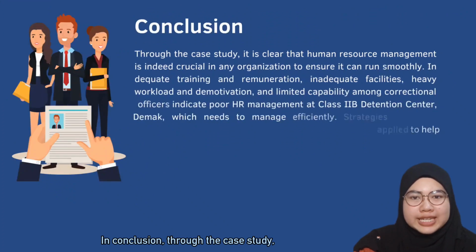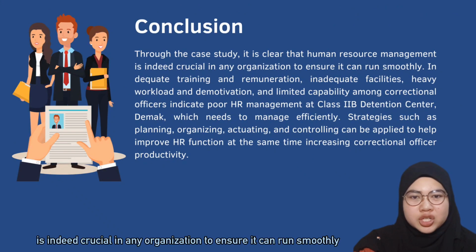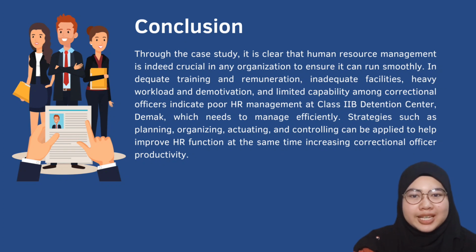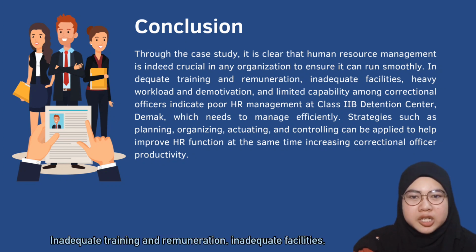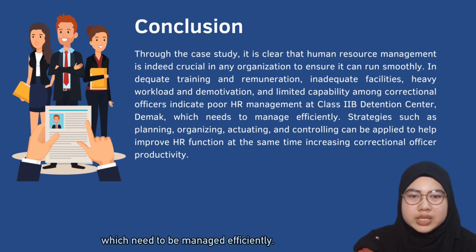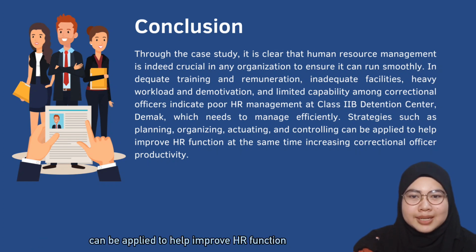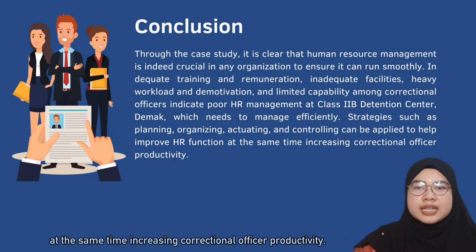In conclusion, through the case study, it is clear that human resource management is indeed crucial in any organization to ensure it can run smoothly. Inadequate training and remuneration, inadequate facilities, heavy workload and demotivation, and limited capability among correctional officers indicate poor HR management at Class IIB Detention Center Denmark, which needs to be managed efficiently. Strategies such as planning, organizing, actuating, and controlling can be applied to help improve HR function, at the same time increasing correctional officer productivity.